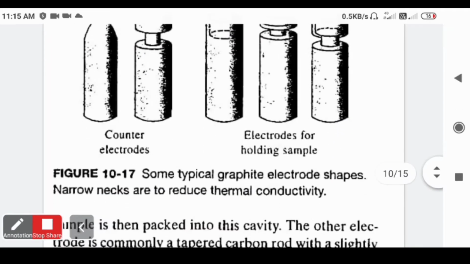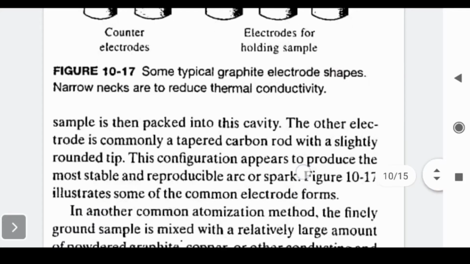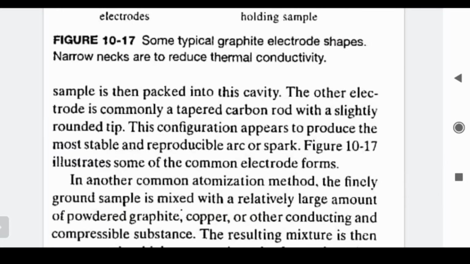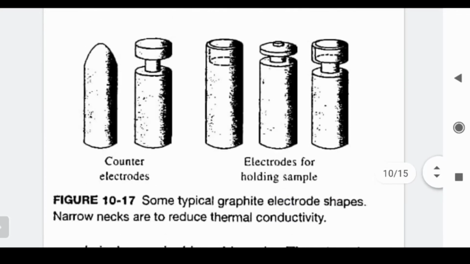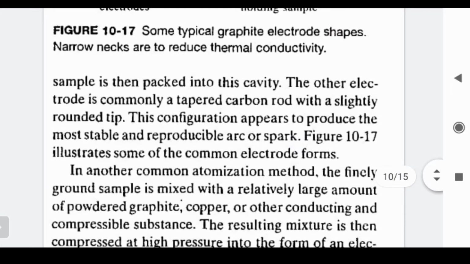These sharp edges are maintained for the minimization of the heat resistance. In arc or in these plasma sources, we have seen quite high temperatures are generated, around 4000 to 5000 or 8000 Kelvin. So we need an arrangement for heat dissipation so that a large amount of heat can be dissipated into the electrodes. Once the sample is for a non-metallic element, the sample is placed into these cavities, so the sample is packed into that cavity.